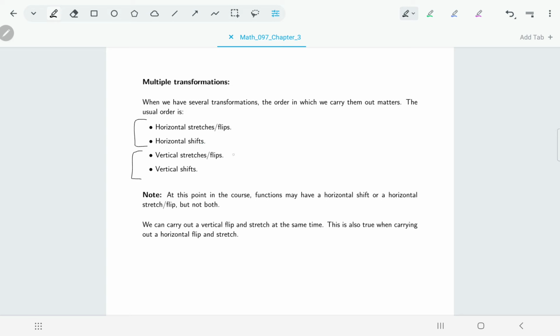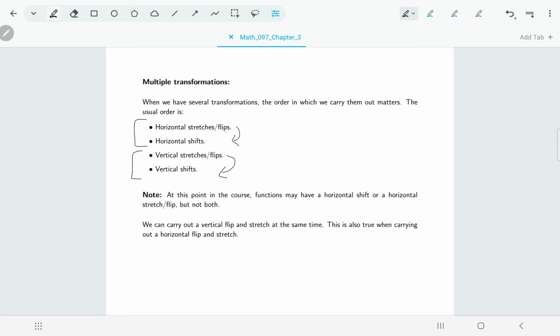You'll notice here on my list in the way that I've got things laid out, stretches and flips need to come before shifts. So if I had horizontal stretches and horizontal shifts, I would have to do the stretch first before I do the shift. And same thing for vertical transformations, I would have to do any vertical stretches or flips first before I do any vertical shifts. Of course, the stretching and flipping, those are done at the same time.